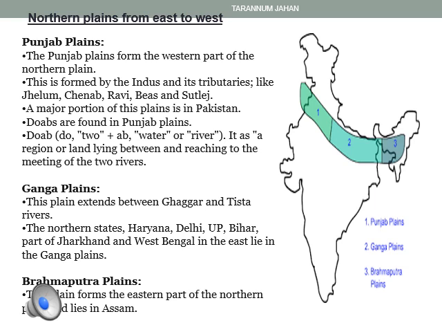Now comes the Ganga plain. This was created due to the Ganga river. It covers states like Delhi, Haryana, UP, Bihar, and Jharkhand. And the next is the Brahmaputra plain. This is in the east side of India. This is created due to the Brahmaputra river. It covers Assam and West Bengal.